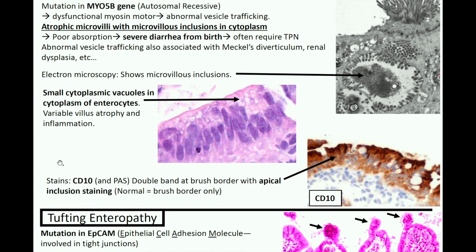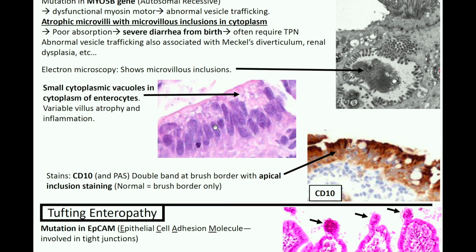So here's another example of that CD10 stain. So for the stains, you have CD10 and PAS, which will show a double band at the brush border with apical inclusion staining. So normal is brush border only staining for CD10.